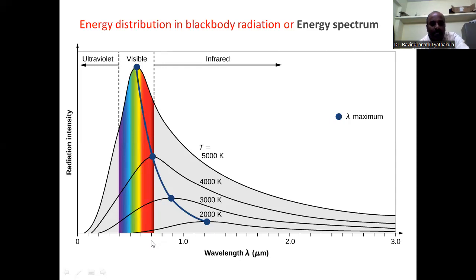In the second case, at every particular temperature, the area covered under this curve and the lambda axis gives the total energy radiation, and the energy is proportional to T power 4. It gives the Stefan-Boltzmann law.